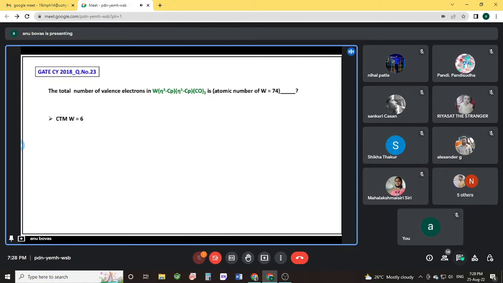So how much will Cp give? There are 2 types of Cp here, eta 3 Cp and eta 5 Cp. How much will eta 3 Cp give?